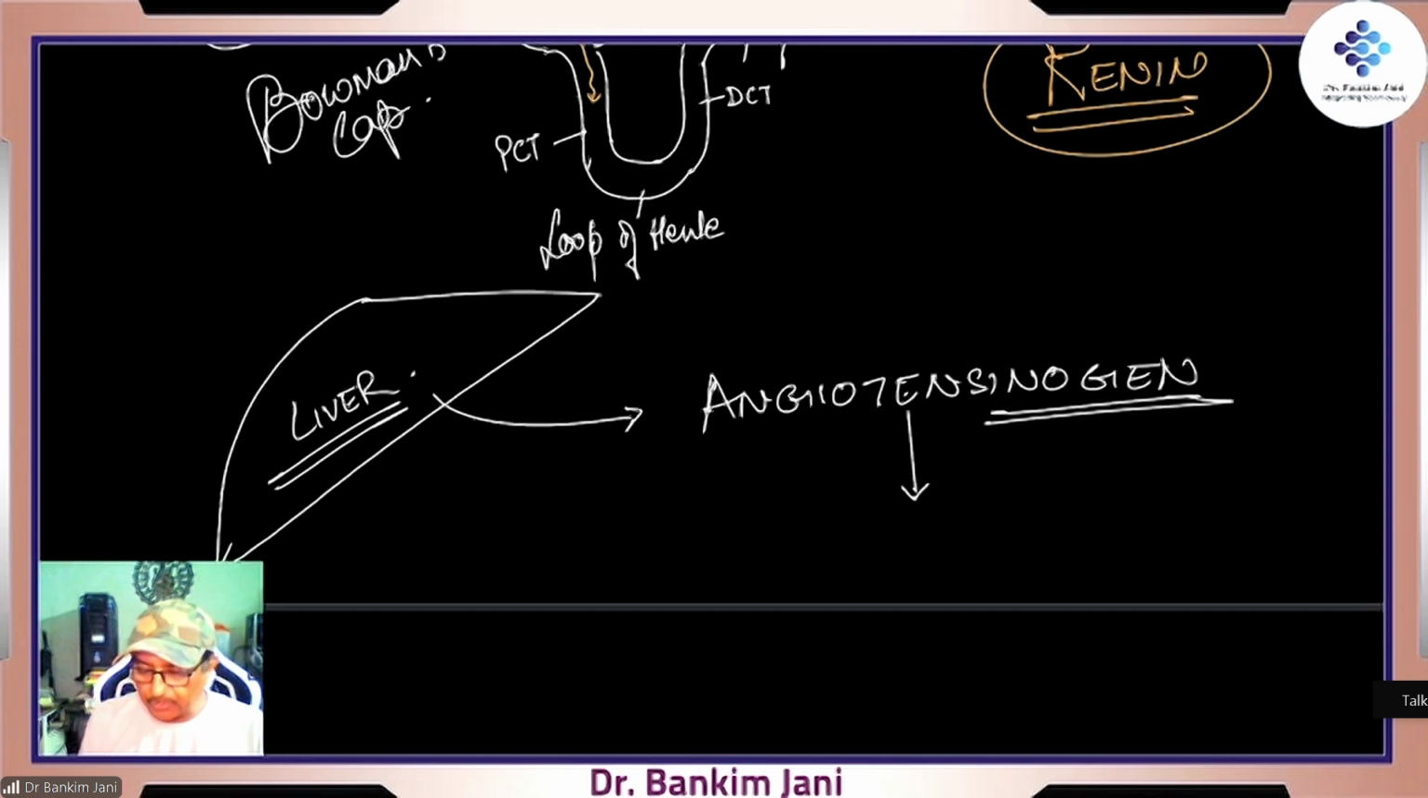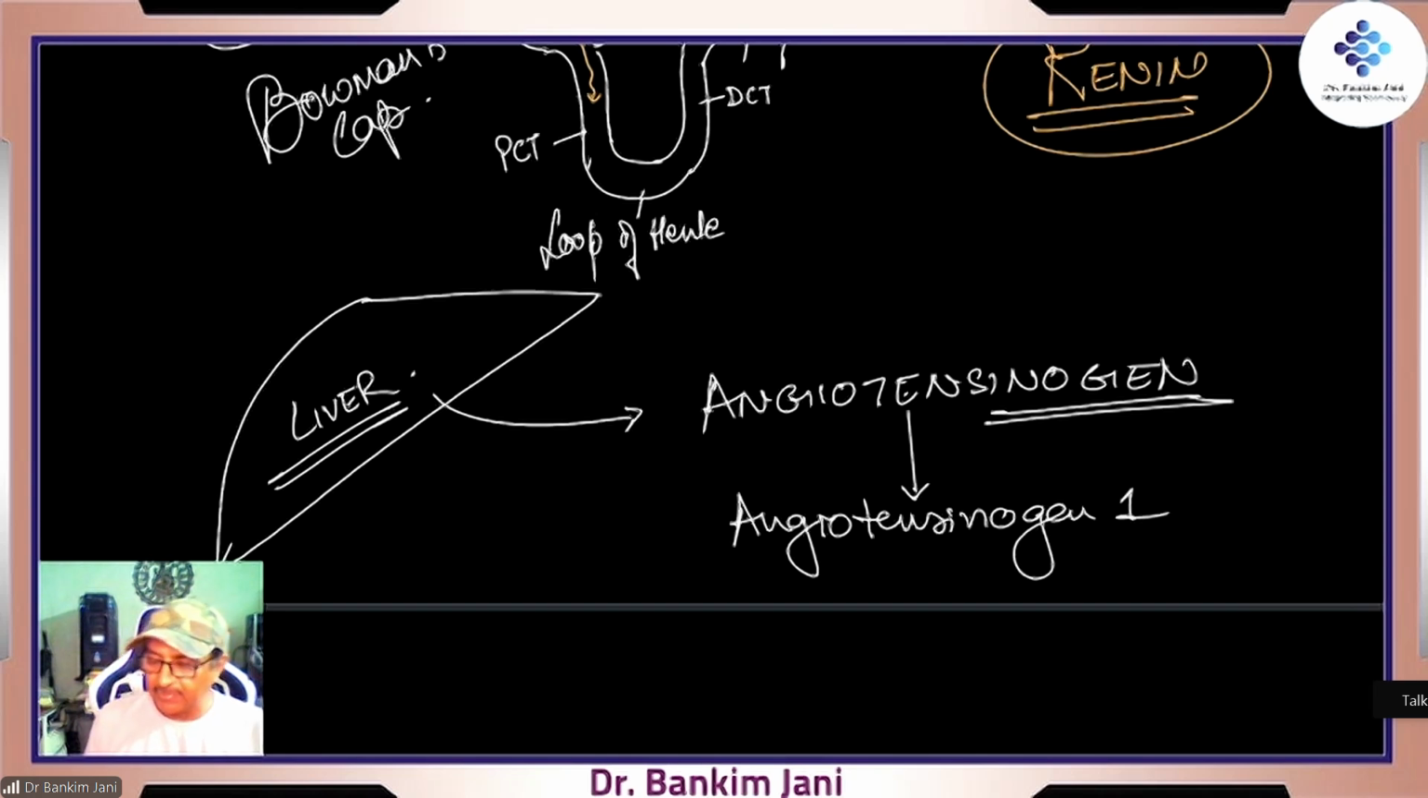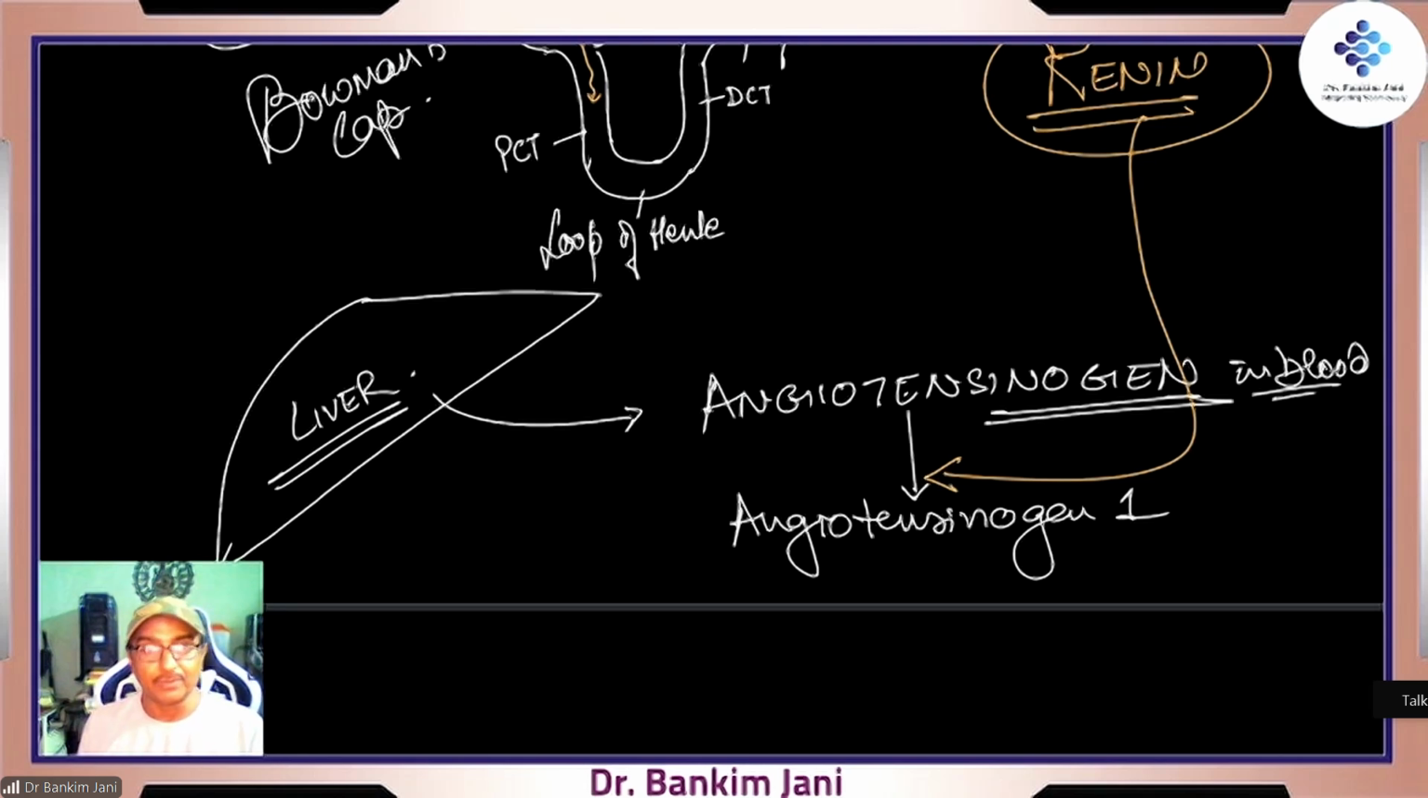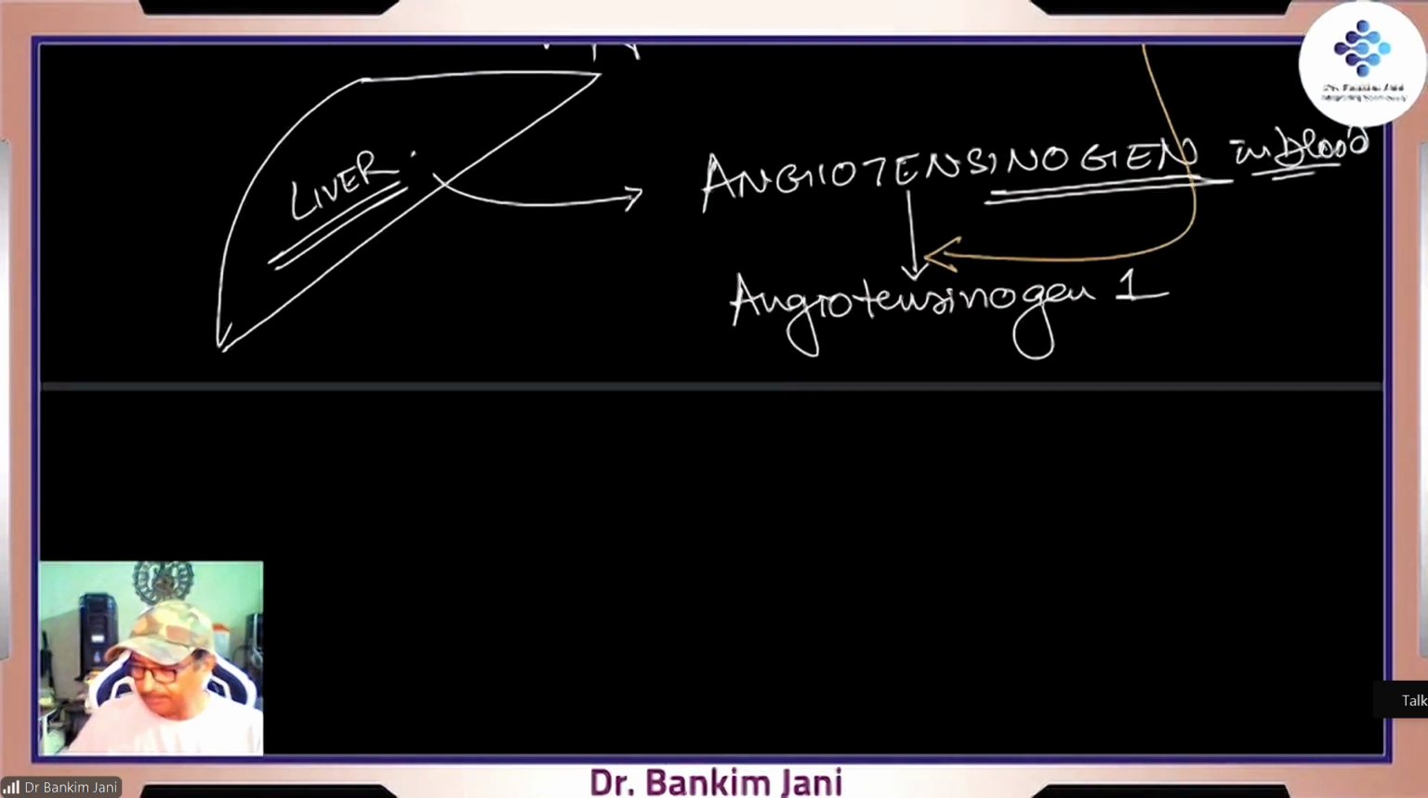Angiotensinogen is converted into angiotensin 1. This is released in blood. So who converts it? Well, renin converts it. So this renin converts this angiotensinogen into angiotensin 1. Still, it is inactive, not active, right?